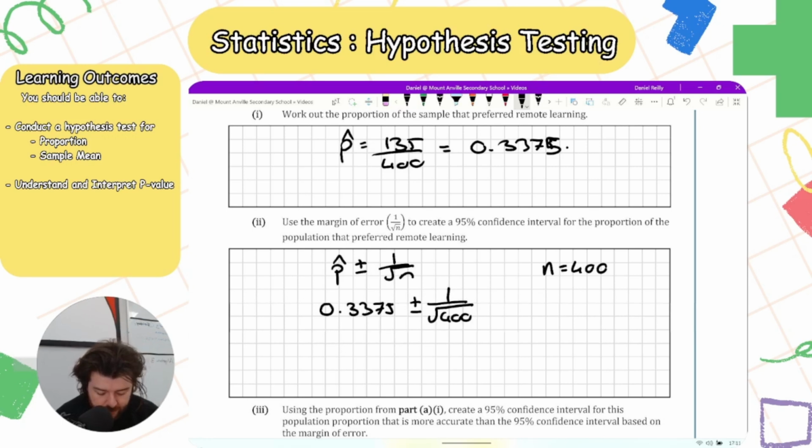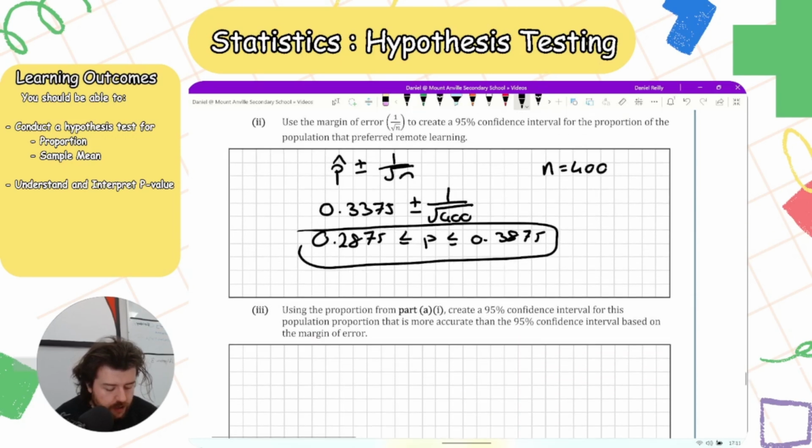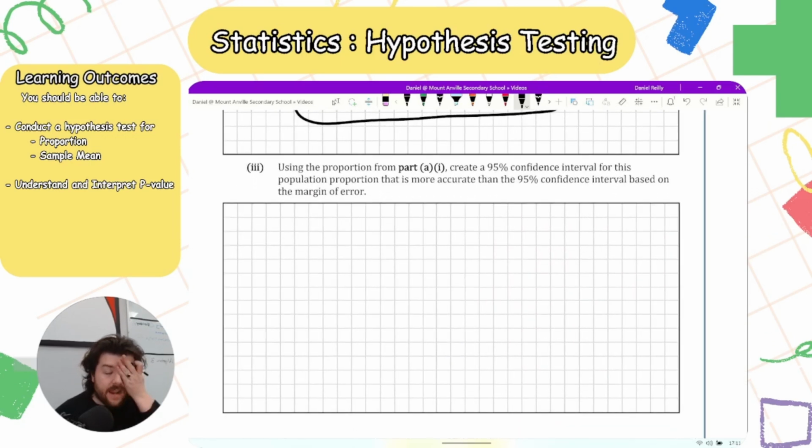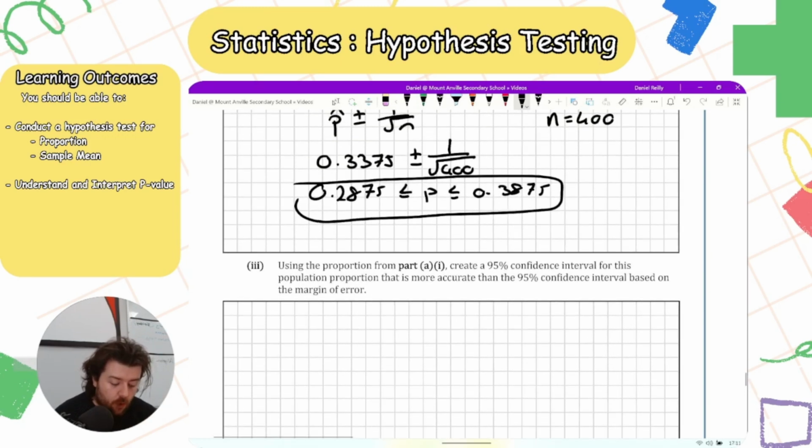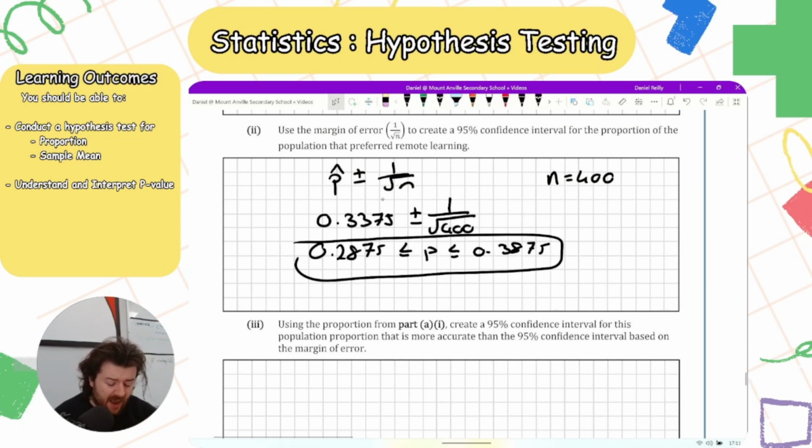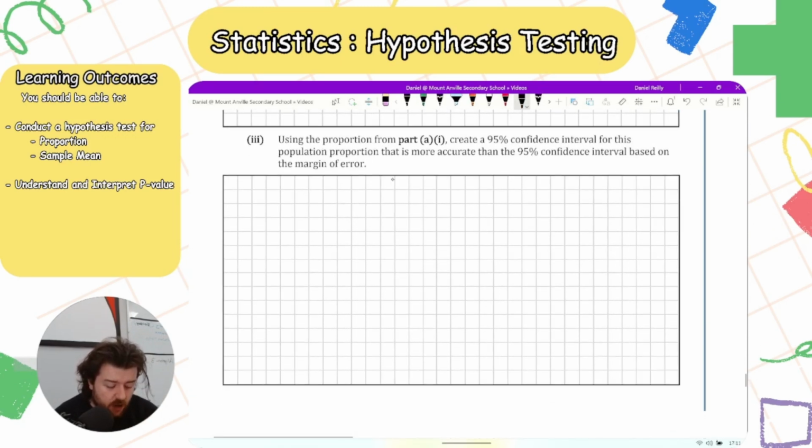That would be now 0.2875 and 0.3875. That would be it there. Use the proportion in AI, create a 95% confidence interval for the population proportion that is more accurate than this one. We want to create one that's more accurate than this one. With this one, just use the margin of error, right? The one that's more accurate uses 1.96 times square root p hat (1 minus p hat) all over n.